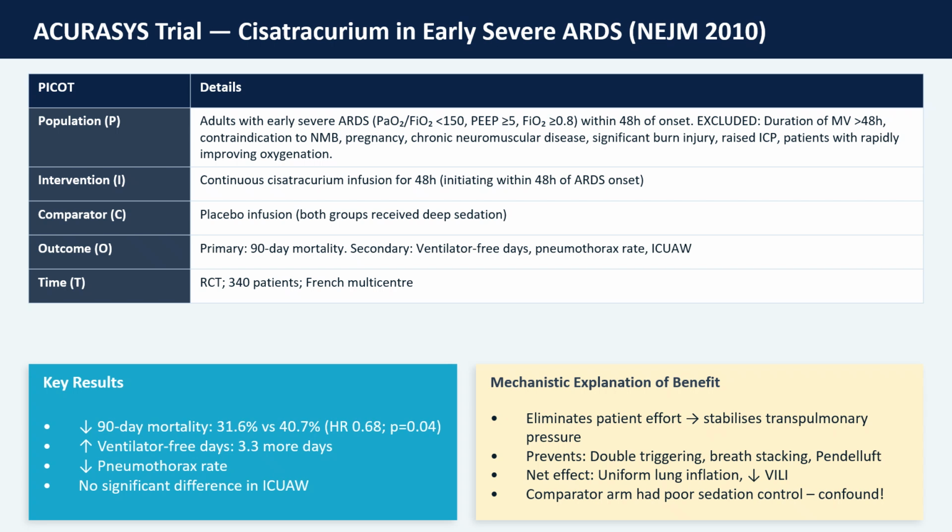In the ACURASYS study, neuromuscular blockade was used in very severe ARDS patients with PF ratios of less than 150. If it is used for the first 48 hours, it is associated with a mortality benefit. The absolute reduction in mortality is 9% in the study, with more ventilator-free days and less incidence of pneumothorax.